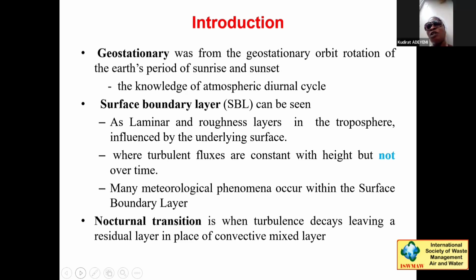Then another word that we are going to take into consideration is nocturnal transition. Why is it so? Because at this particular layer, at the troposphere, we expect that the temperature decreases, falls as we go higher in height. But at this particular layer of the troposphere, we find that there is an inversion. That is, temperature increases at this particular height. So we are going to see what really happened at this particular layer of the troposphere.